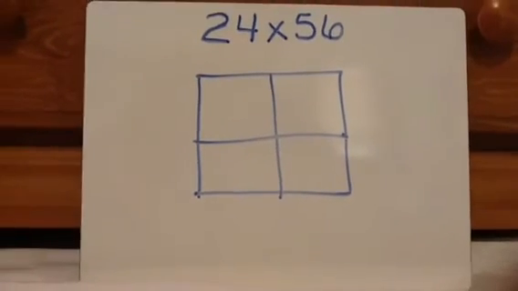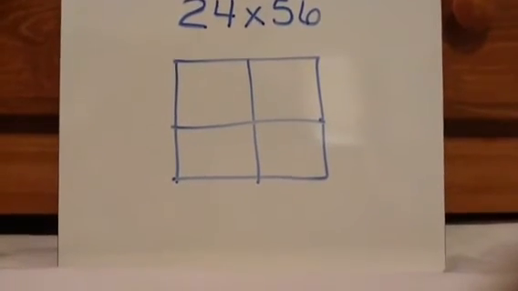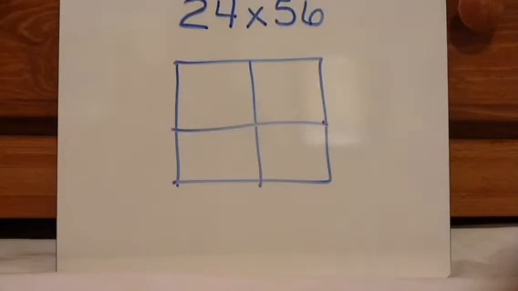Okay, I want you to do 24 times 56. I want you to go through the entire process of breaking it apart, doing the partial products, and adding them. And then I will go over it with you. Press pause and press play when you're ready to check.